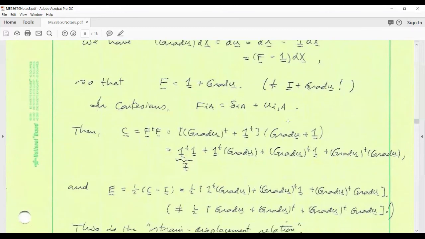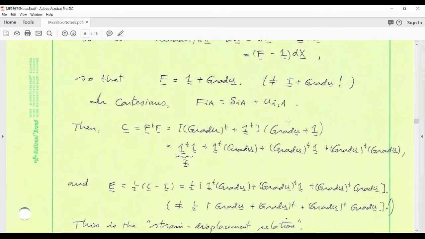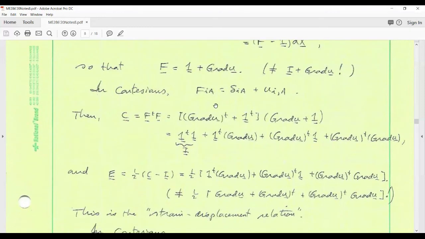Okay, so now that we've sorted out what we mean by a displacement gradient, we can eventually now talk about a theory for small displacement gradients. Let's have a look at the strain displacement relation.